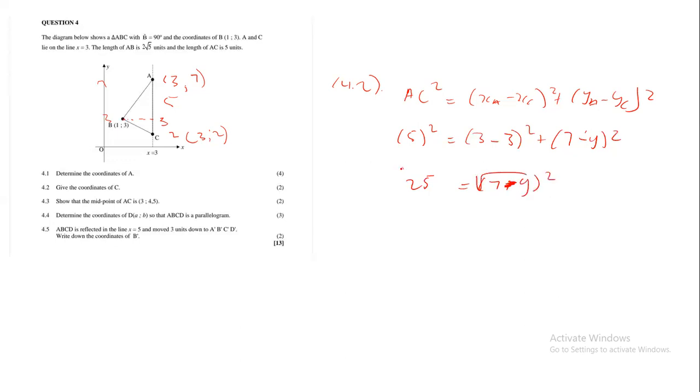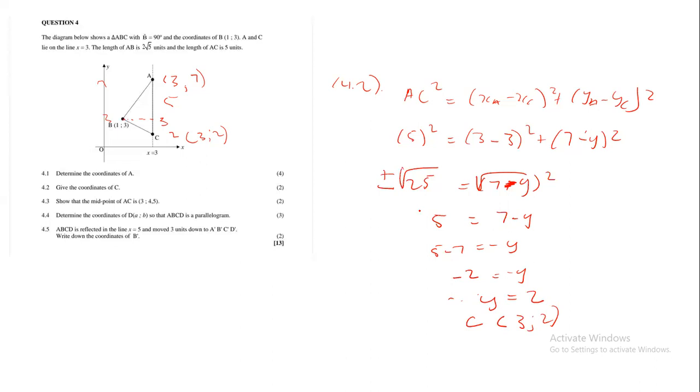Therefore, we take the root sign on both sides. Remember, you do plus or minus because your y value could be positive or negative. So here we have 5, and here we have 7 minus y. We transpose 7 to the other side of the equation. We're going to have 5 minus 7 is equal to negative y, and 5 minus 7 is negative 2, so negative 2 equals negative y. Therefore, y is going to be positive 2. Then we can conclude that the coordinates of C in this case are 3, positive 2. Okay, we can also do it in this way.